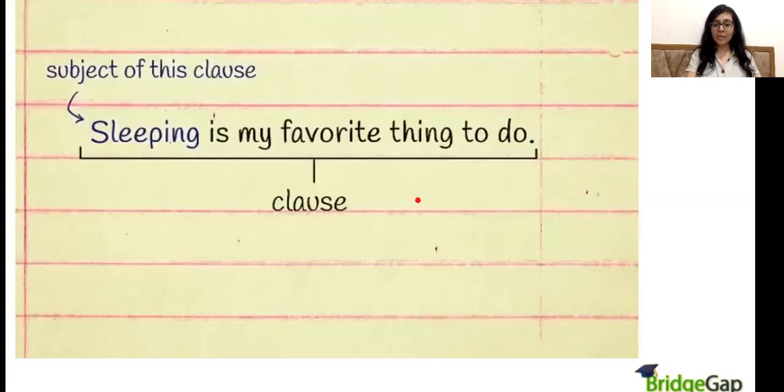So sleeping is my favorite thing to do. Okay. Whose favorite thing? Mine. What is the subject? Mine. What I like to do? Sleeping. What is an action? Sleeping. What type of clause is it? Independent clause. Sleeping is my favorite thing to do. That's it. No further information required.